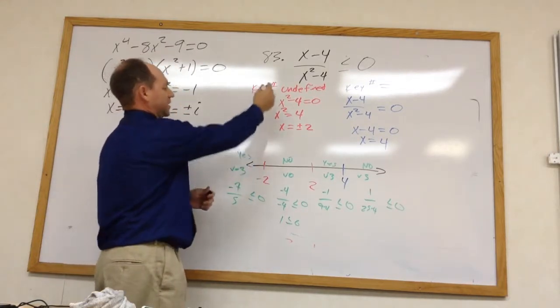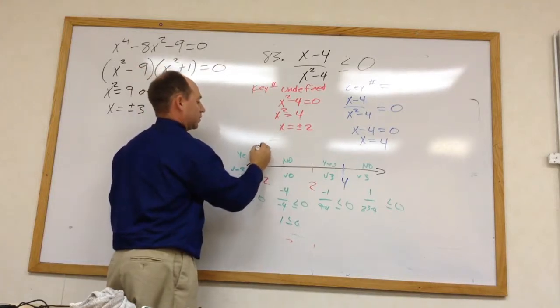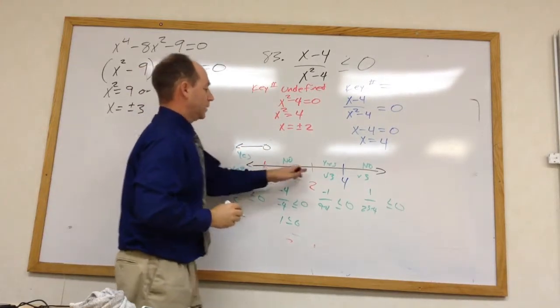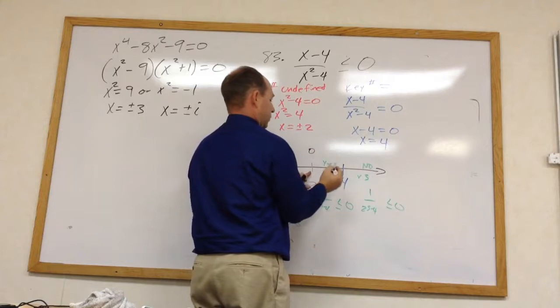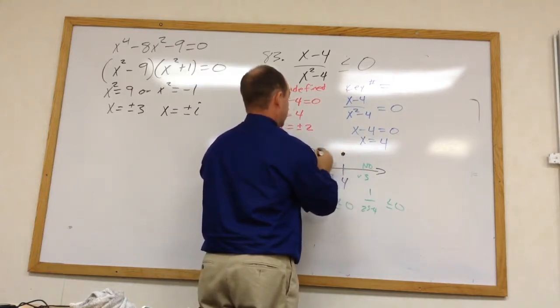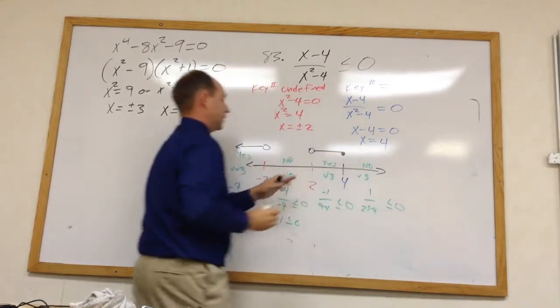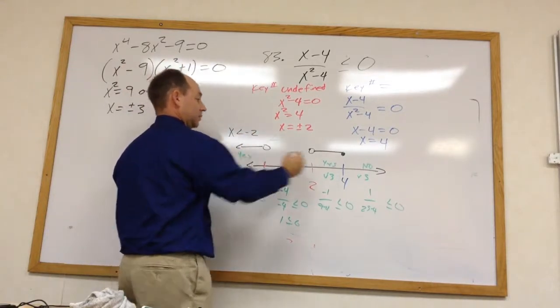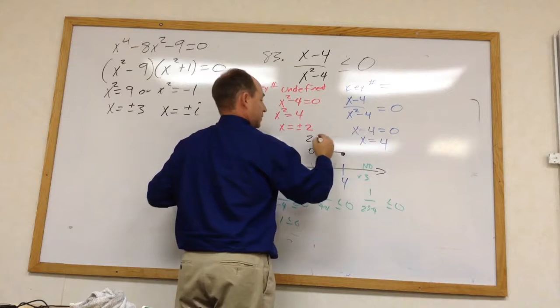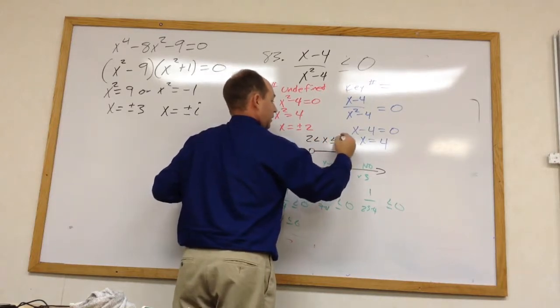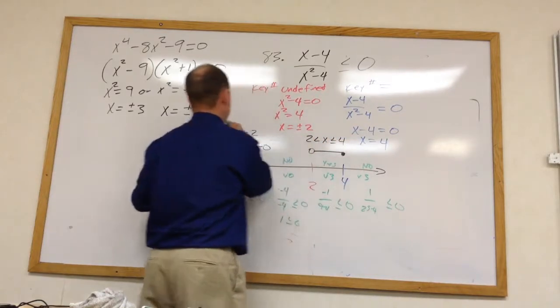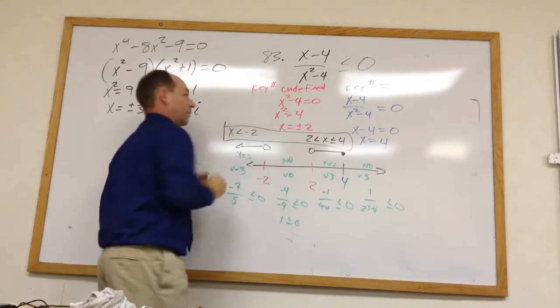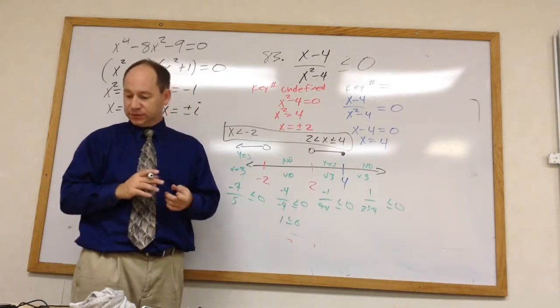So negative 2, that was because it was undefined. That's an open circle, and it's those things. 2 was also undefined. That's an open circle. 4 was exactly equal. So we have this right here. These are x's that are strictly less than negative 2. These are starting at 2 and less than or equal to 4. There are my regions for those answers. Okay?